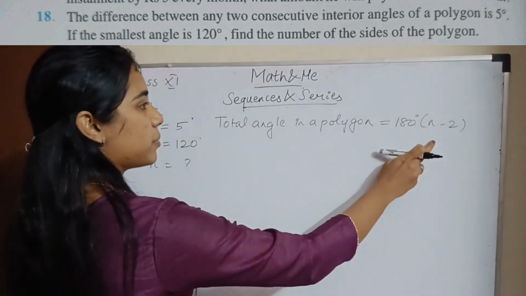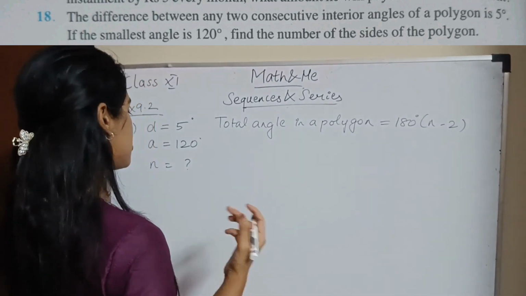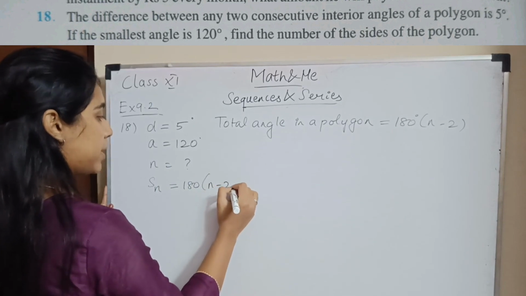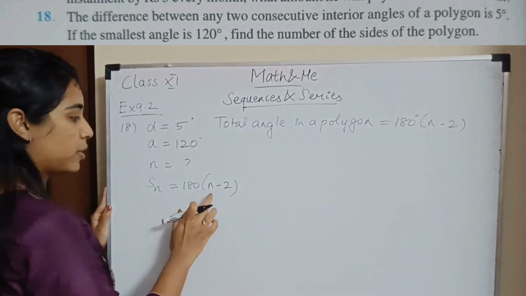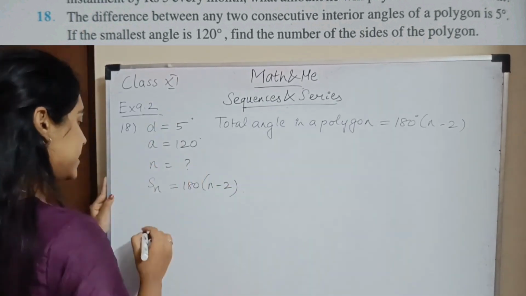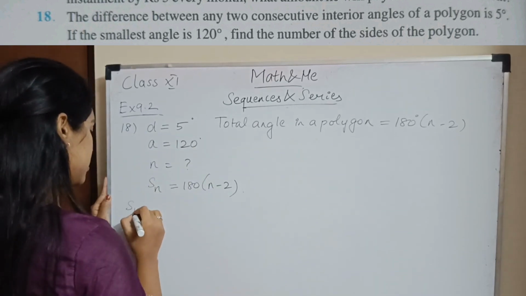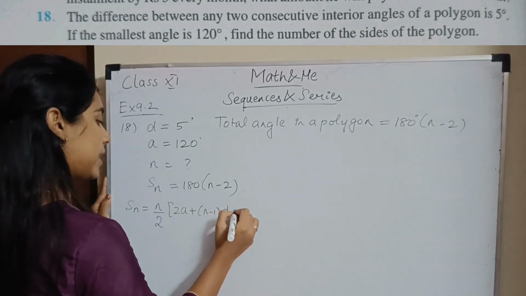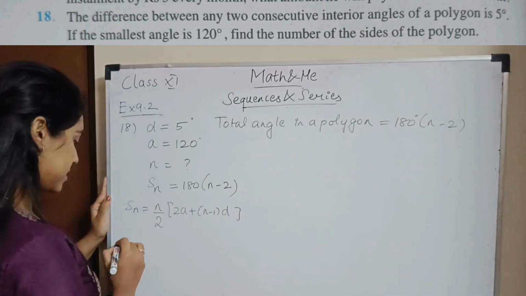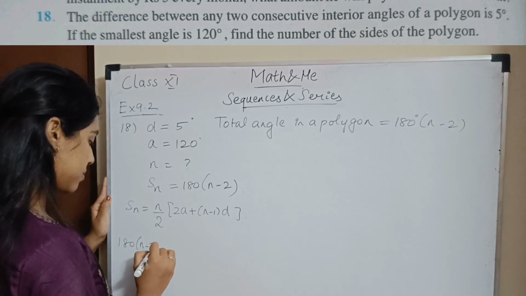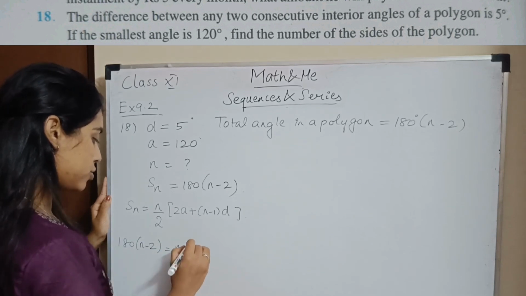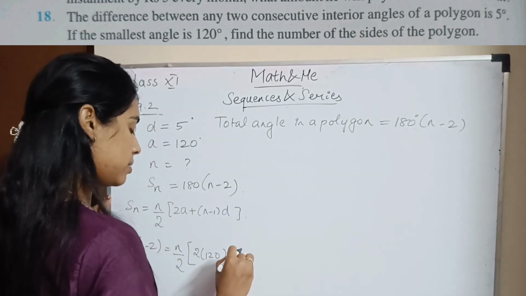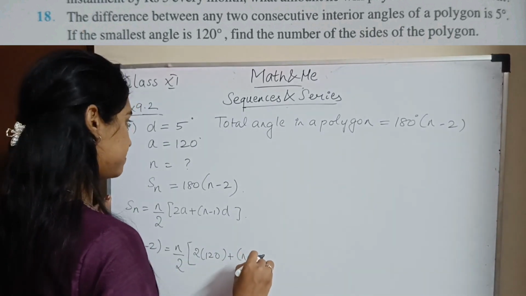So now the total angle of the polygon is 180 times n minus 2, which is the sum. So you know what Sn is. It's 180 times n minus 2, n being the number of sides. So what can you do with this? Let us use the formula. Sn equals n by 2 of 2a plus n minus 1 times d. So what is your Sn? Let us substitute. 180 times n minus 2 equals n divided by 2 of, what is your A? 120. 2 times 120 plus n minus 1 times 5.